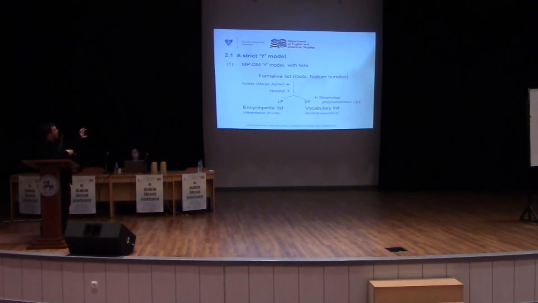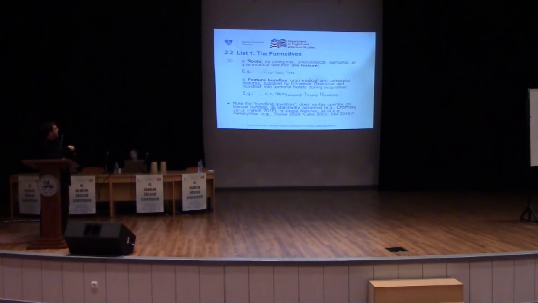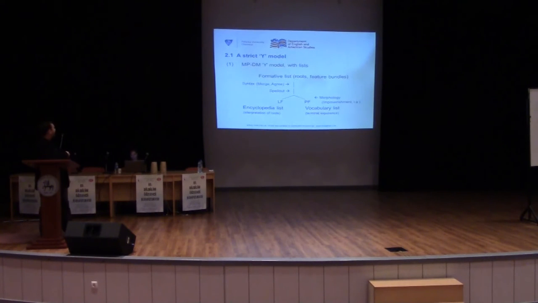So syntax builds structure, and then we have spell out. So the syntactic structure is sent off to the interfaces. You send off a syntactic structure to the interfaces, and at each interface, you have another list. So on the LF side, you have the encyclopedia list, and this gives the interpretation of roots, the semantic interpretation of roots.